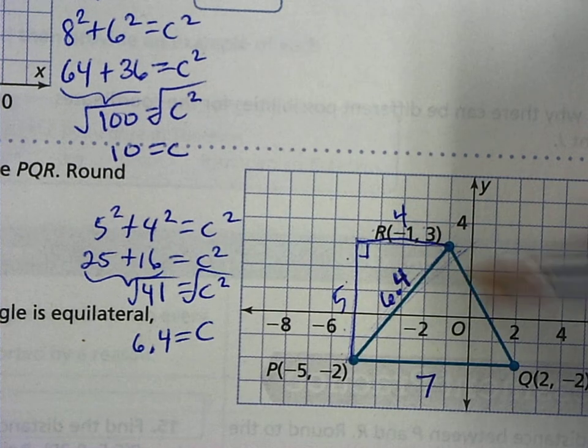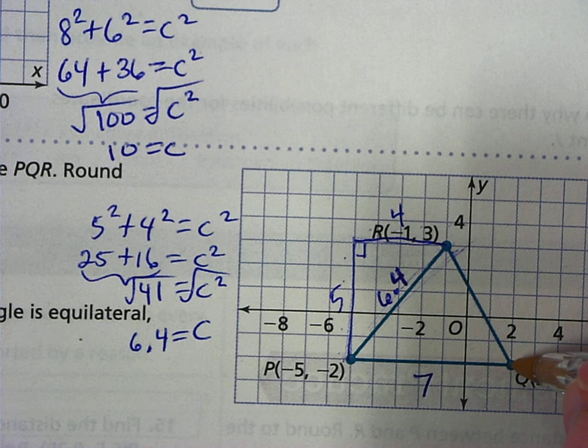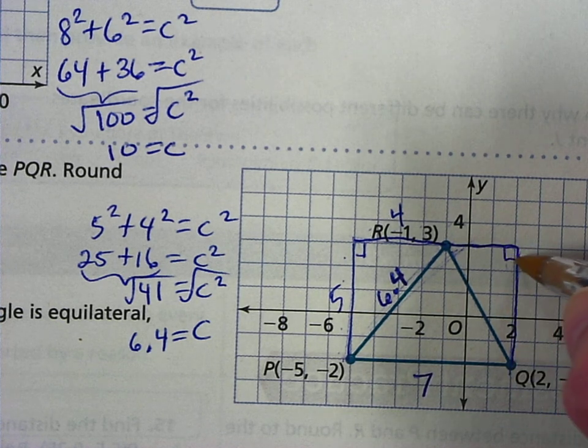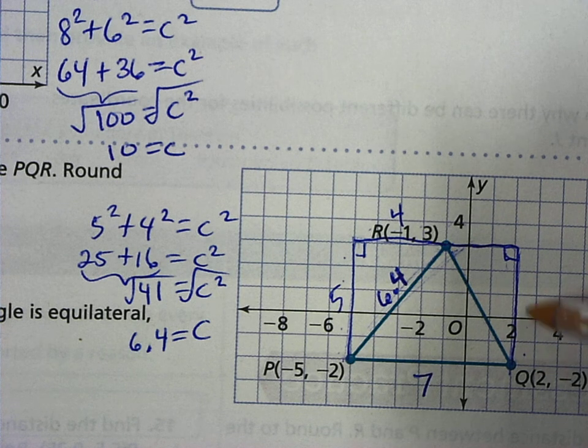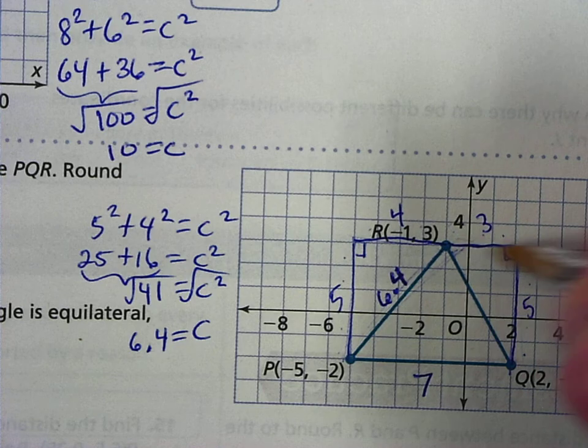Okay, so now let's find the length of QR, this side right here. Again, it's a diagonal line. I can't count it. I have to draw in legs and use the Pythagorean theorem. So let's draw in legs and make that right angle there. Okay, so 1, 2, 3, 4, 5. This is 5 square units long. 1, 2, 3. This is 3 square units long.